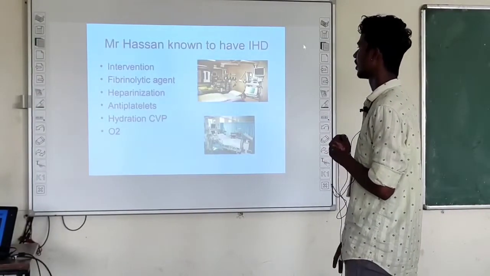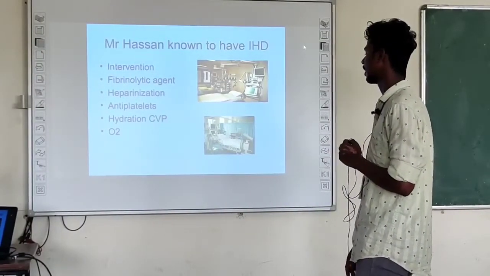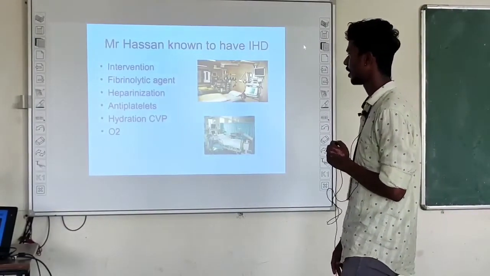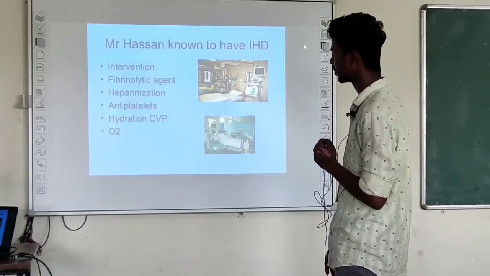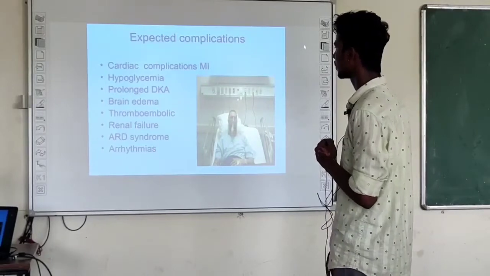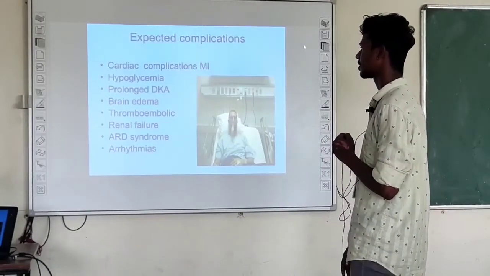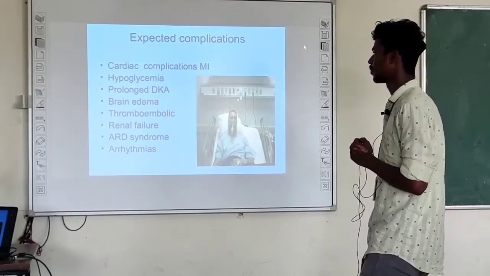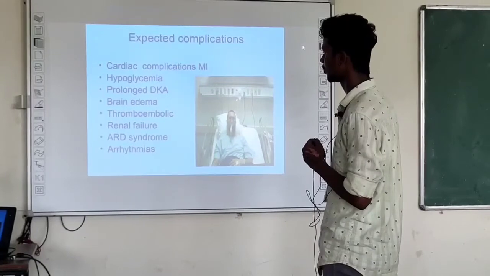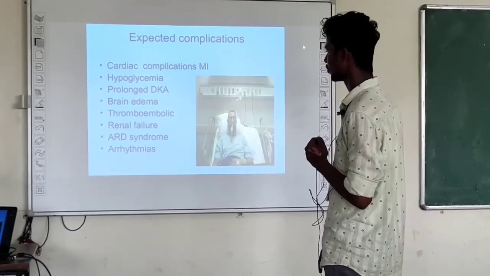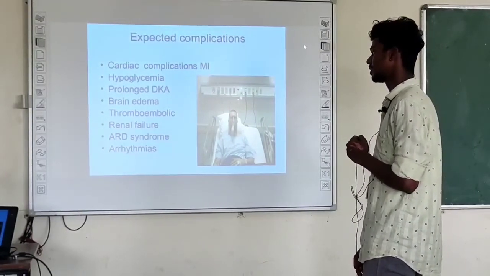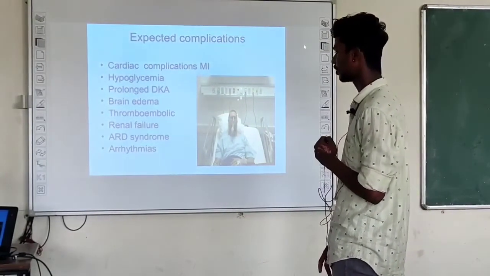Mr. Hodgson came out to have IHD interventions, fibrinolysis, anticoagulation, and antiplatelets, hyperurgence, CVVO2. Explains expected complications: hypoglycemia, hypokalemia, brain edema, thromboembolic, renal failure, ARDS, electrolytes, hyperthermia.